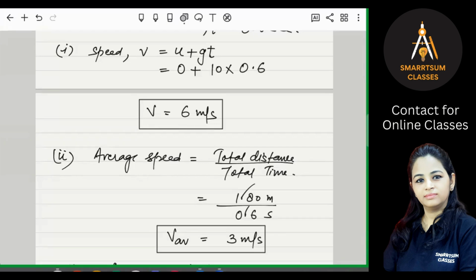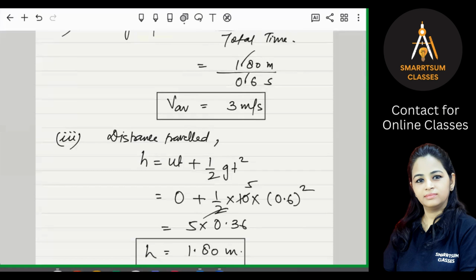We can find average speed by adding u and v and dividing by 2, but this will give you an approximate value. Sometimes you will get the exact value also, but if you are asked what the average speed is and there are multiple speeds, please find out the total distance as you have done in your motion chapter and then divide by total time to find the average speed. Any doubt in this question, please ask. No, ma'am.